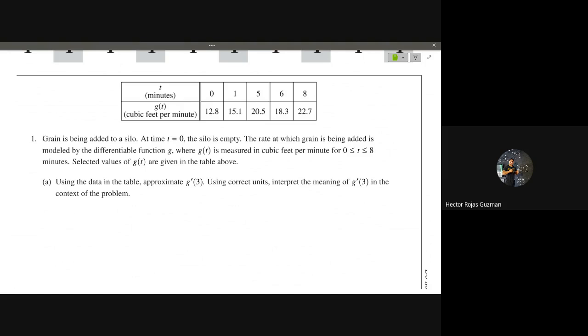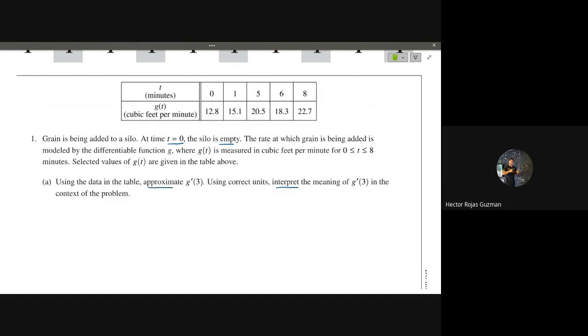So question number 1. Okay, we have a table here and it says that G of t is cubic feet per minute. Grain is being added to the silo and at 0, the silo is empty. Use the data in the table and approximate the G prime of 3. Using the correct units, interpret the meaning of G prime of 3.